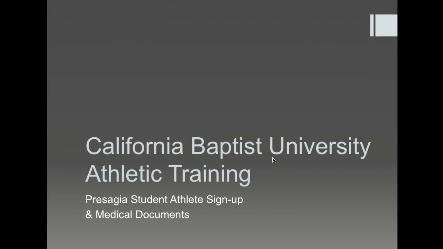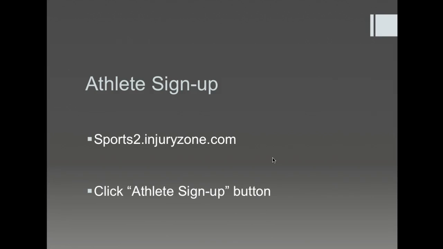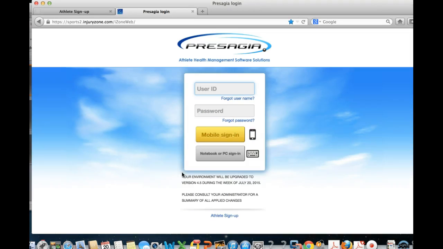medical document. So the first thing you want to do is open up your web browser and enter sports2.injuryzone.com, and then you're going to click the athlete sign up button. So that's going to look like this. The athlete sign up button is right here.